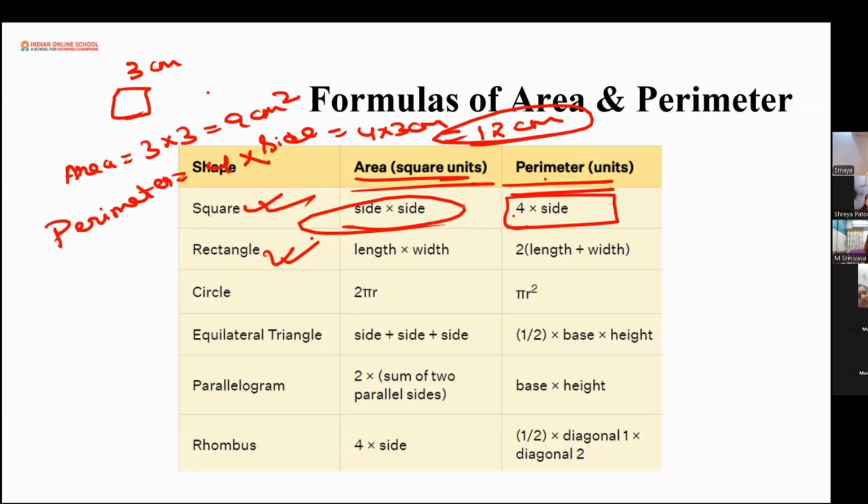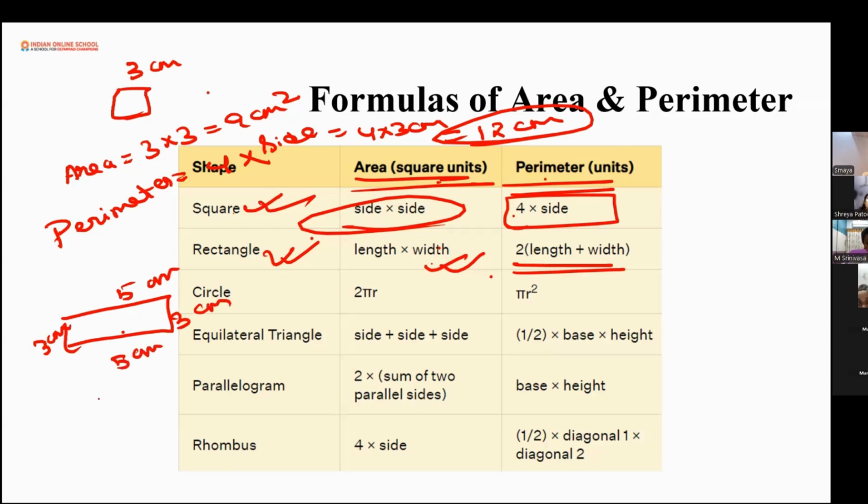Now, when it comes to rectangle, the rectangle's formula to area is length into width or breadth. Both are same. Length into breadth. And when it comes to perimeter, it's 2 times length plus breadth. See, I take this rectangle, 5 centimeter and 3 centimeter. If I have to calculate perimeter, I simply add up sides, na? 5 plus 3 plus 5 plus 3, isn't it?